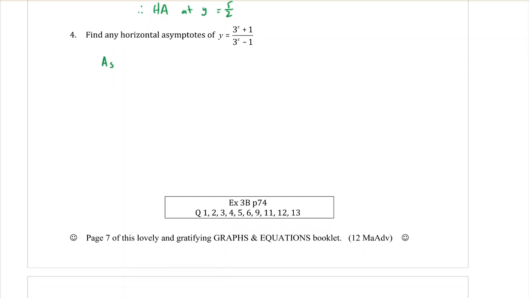Okay, always as x is approaching a positive infinity. Actually, I'm going to start with negative infinity because that's the easier one. The positive infinity is a little bit harder. Because if I sub in that x is equal to negative infinity, the numerator, the 3 to the power of negative infinity is basically 0.